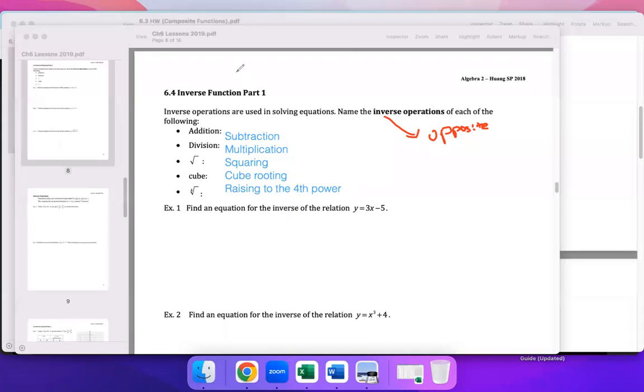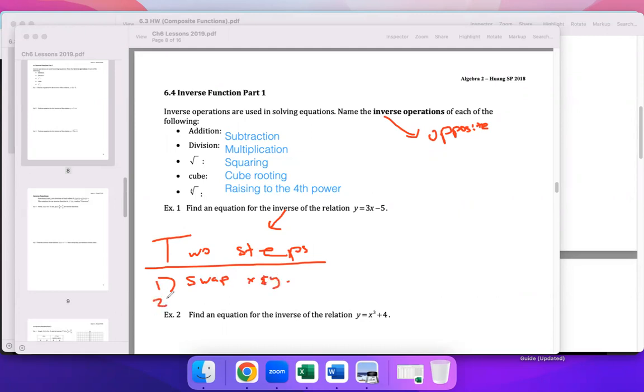Okay. So when you find the inverse, it's really 2 steps. Step 1, swap X and Y. And 2, isolate Y. You just flip their position, and get Y by itself.